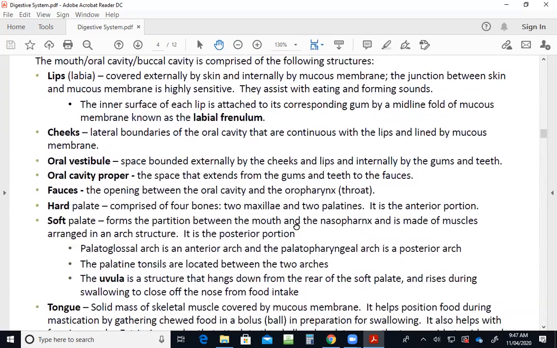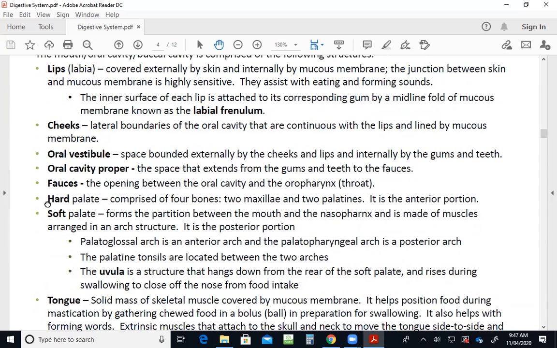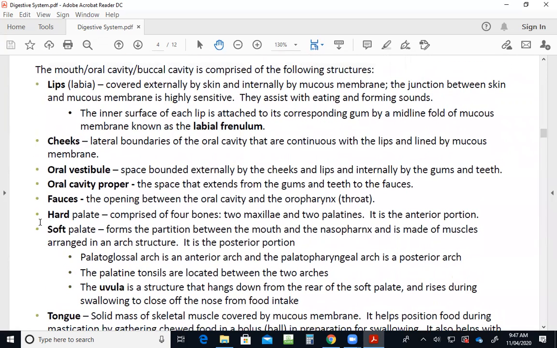Okay. Other terms for mouth would be your oral cavity or buccal cavity. Really, I use mouth the majority of the time, but I'll say oral cavity once in a while. It's comprised of the following structures. First things I want to talk about are the lips. Another term for lips is labia. Labia is plural, labium is singular.